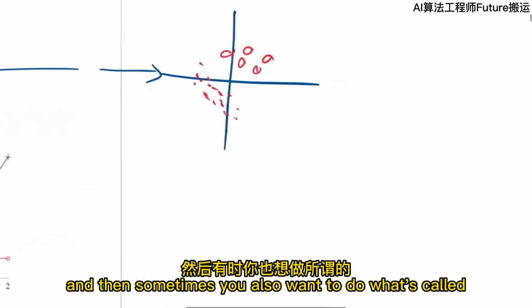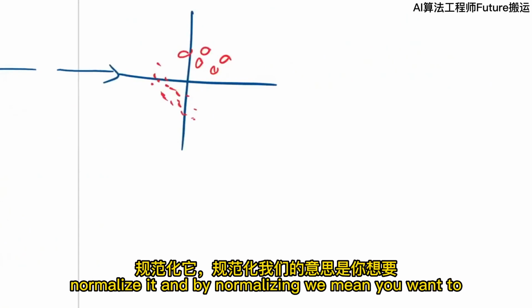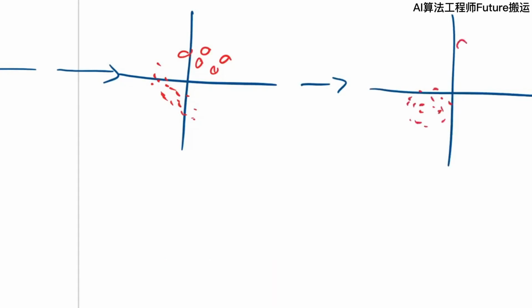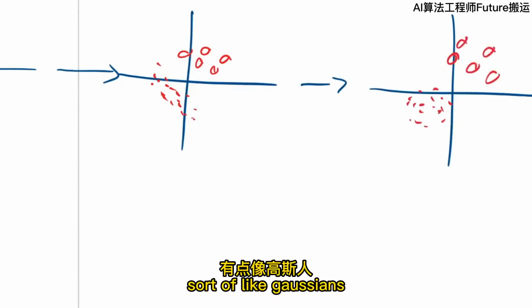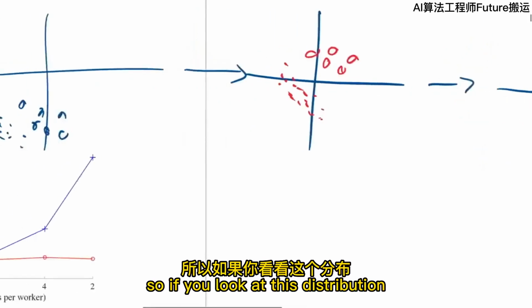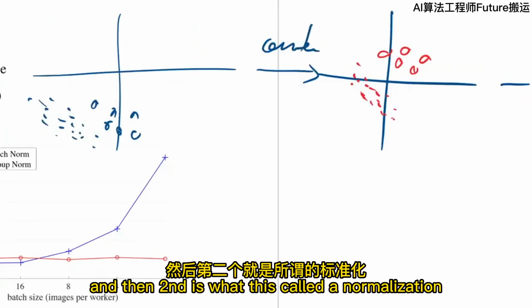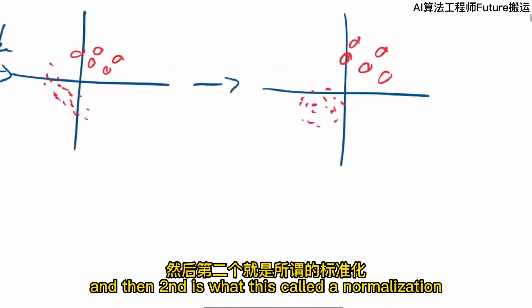And then sometimes you also want to do what's called normalize it. And by normalizing, we mean you want to kind of rescale the axis such that things are more or less sort of like Gaussians. So if you look at this distribution, first is the centering, and then second is what is called a normalization.